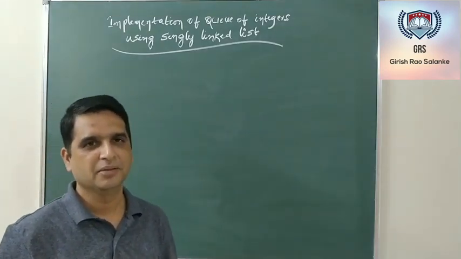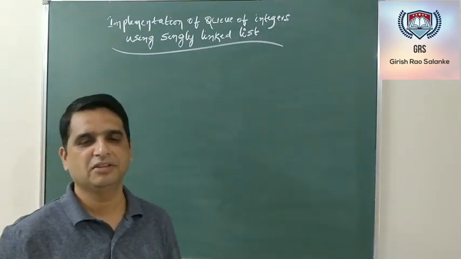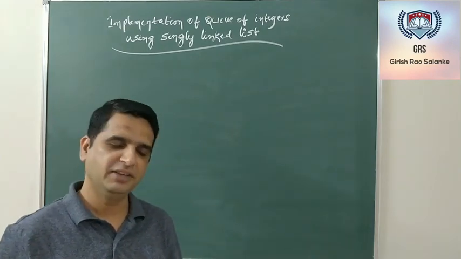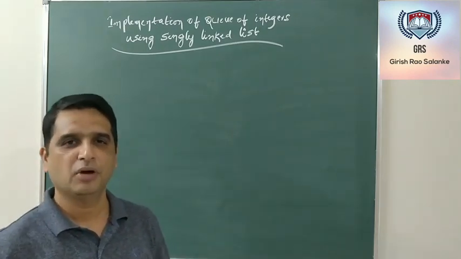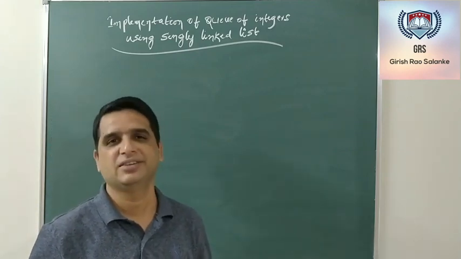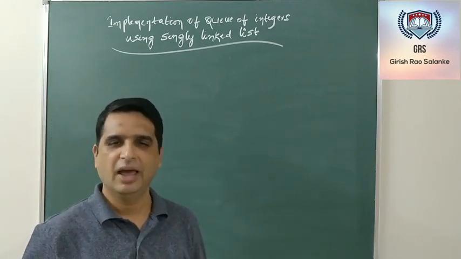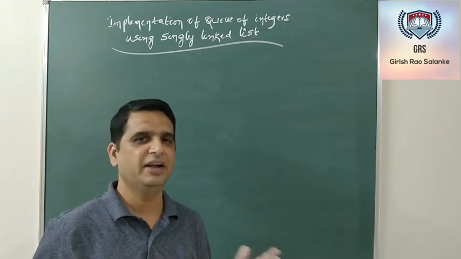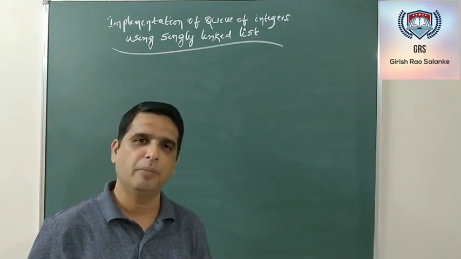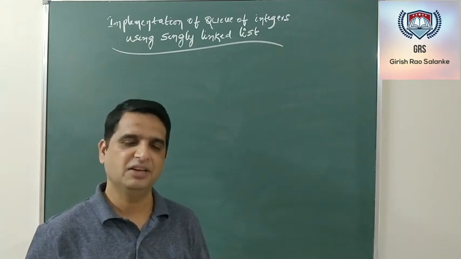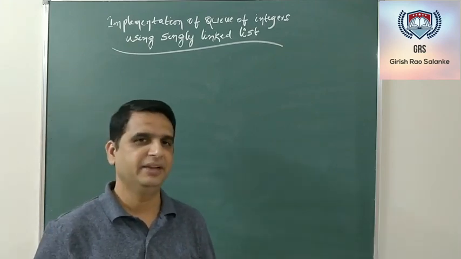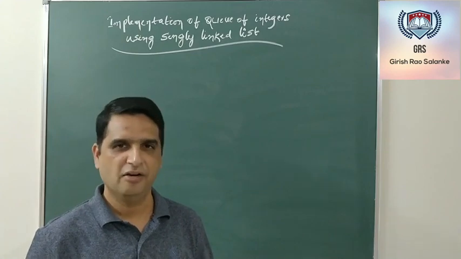Hello everyone. In today's video we are going to discuss how to implement a queue of integers using a single linked list. In the previous video we discussed how to implement a stack using a single linked list. As we know, in case of a stack, the insertion and deletion operations, that is the push and pop operations, are done using the same end. But in case of a queue it differs. Insertion is done using the rear end and the deletion is done using the front end.